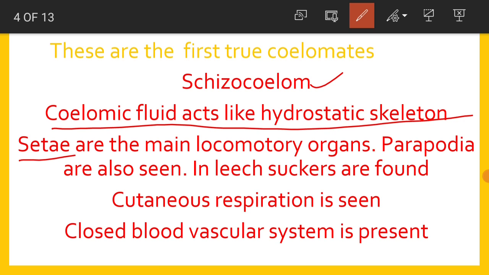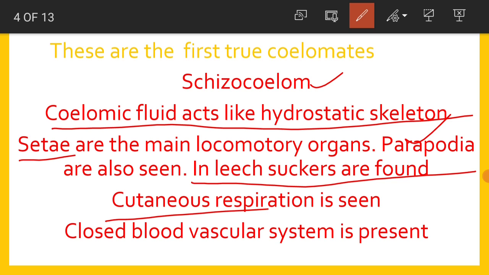Setae are the main locomotory organs in earthworms and certain annelids. Of course, Nereis is a type of annelid which contains parapodia as the locomotory organs. In leech, suckers are also found. Suckers are useful for attachment and also for locomotion.